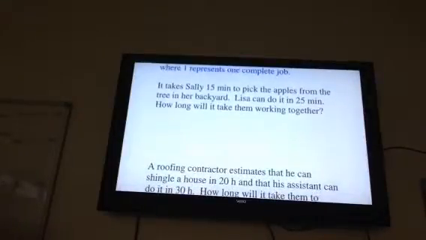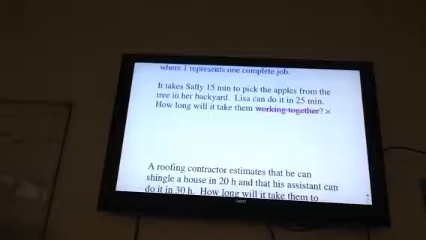It takes Sally 15 minutes to pick the apples from the tree in her backyard. Lisa can do it in 25 minutes. How long will it take them working together? So working together is the piece that I'm missing. That's what I'm looking for. So there's my x.